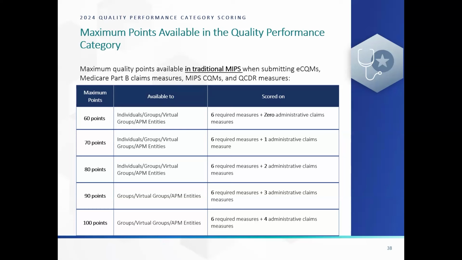Let's say you're scored on 6 measures plus 3 administrative claims measures. The total maximum points available are 90 points. This is available to groups, virtual groups, and APM entities. Let's say you are scored on 6 required measures and 4 administrative claims measures. The maximum points available are 100 points, and this is available to groups, virtual groups, and APM entities. Next slide, please.